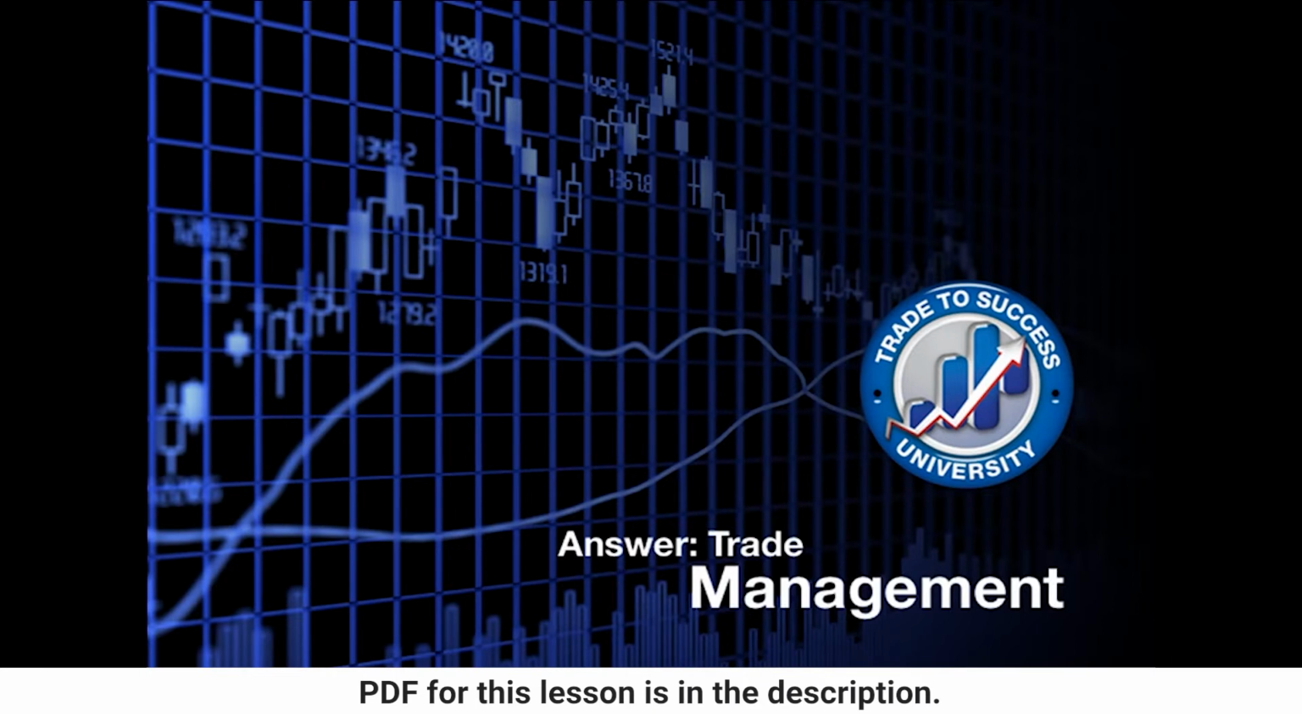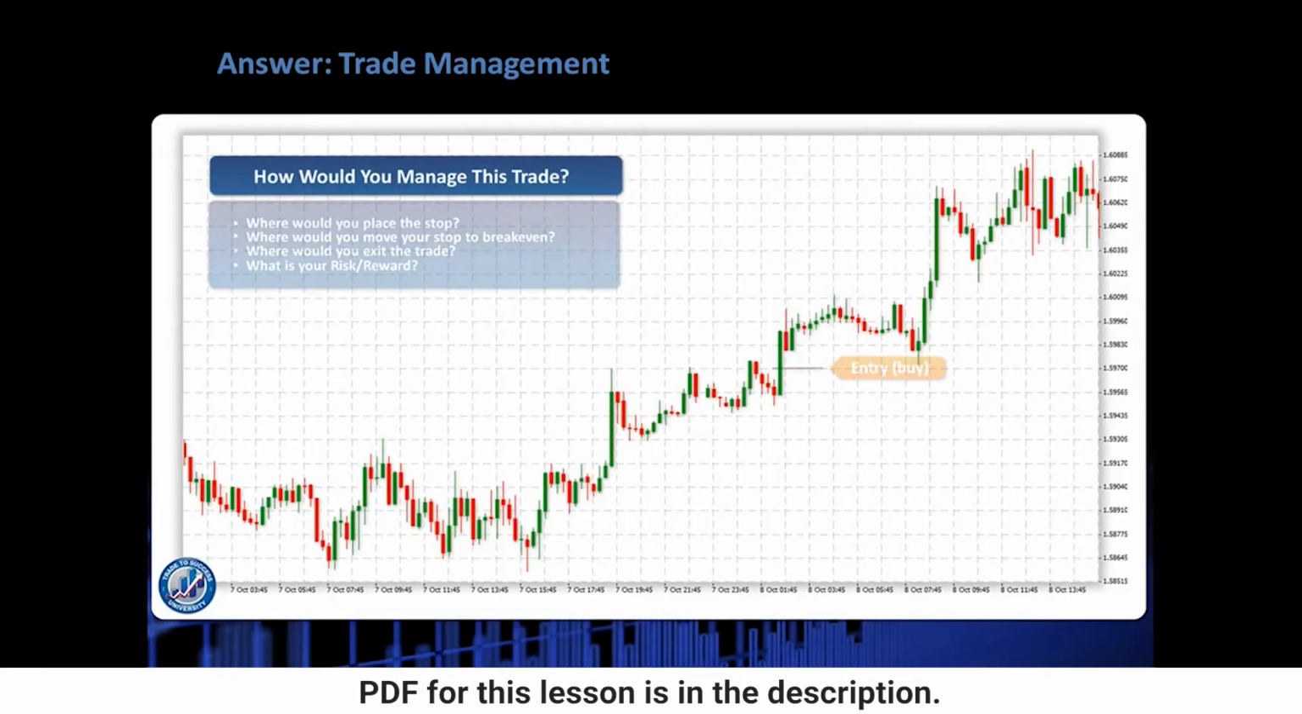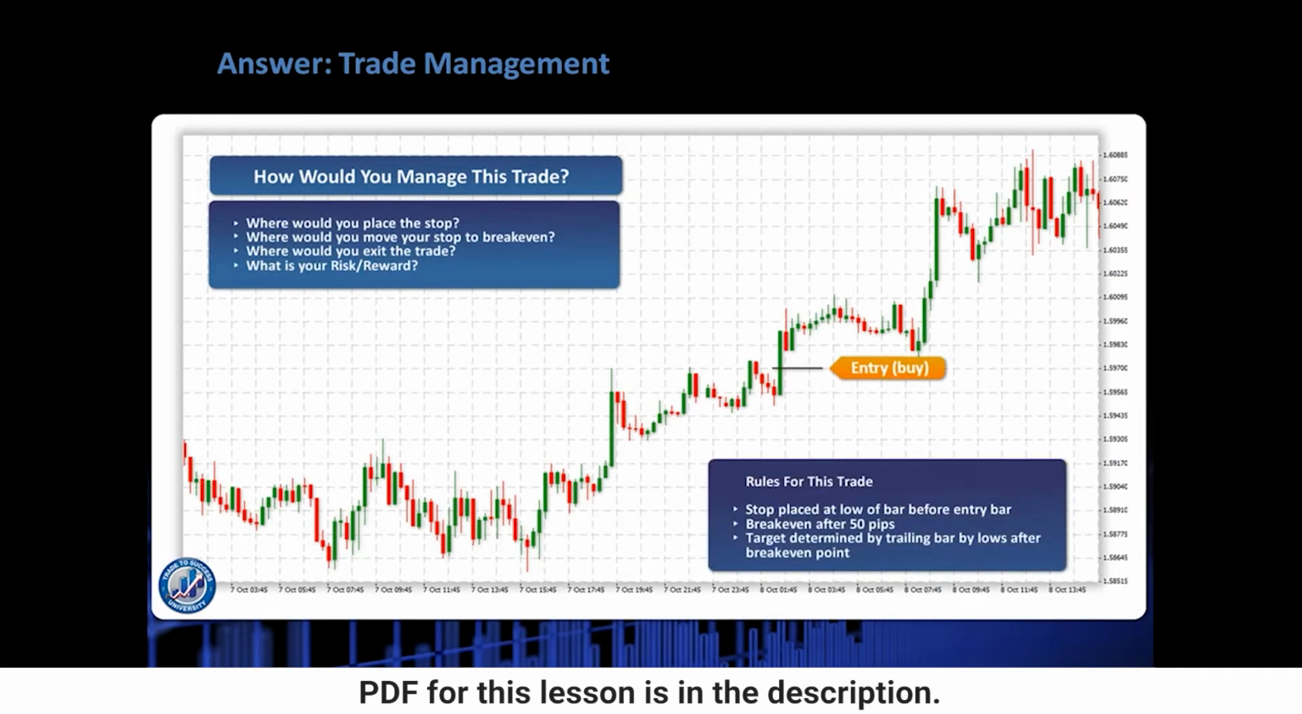Okay, so let's talk through the trade management of the trade shown on the previous page. So how would you manage this trade? The entry is marked out as shown, and the rules for this trade are that the stop is placed at the low of the bar before the entry bar. Our break even is after 50 pips, and our target is determined by trading the bar by the lows after the break even point. So where would you place your stop?